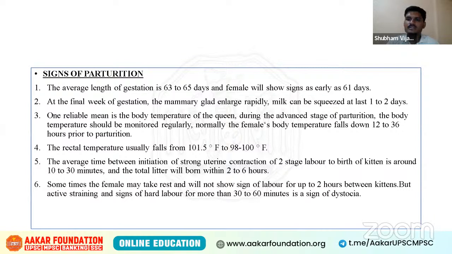The one reliable sign of parturition here is the female's body temperature, which will fall 12 to 36 hours before parturition. Rectal temperature usually falls from 101 to 98, or 101 to 100 degrees Fahrenheit, 12 to 36 hours before parturition. The average time between initiation of strong uterine contractions of second stage labor to birth of a kitten requires just 10 to 13 minutes.